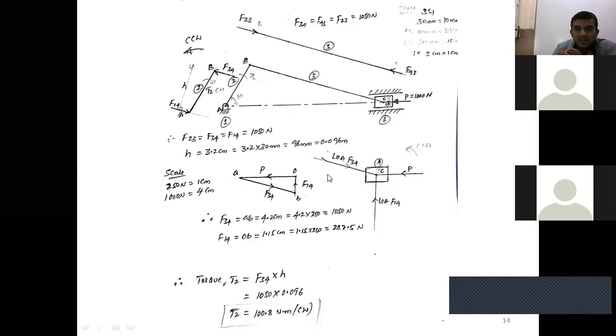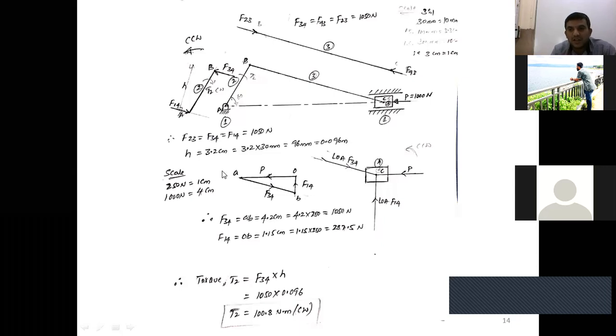Now from point A, after force P, we go in the counterclockwise direction. What is the next force? F34, right? I don't know the magnitude and direction of F34, but I know the line of action of F34. Now from point A, I draw a line parallel to the line of action of F34. We don't know whether it is downward or upward, so just draw a thin line that shows the line of action of F34.